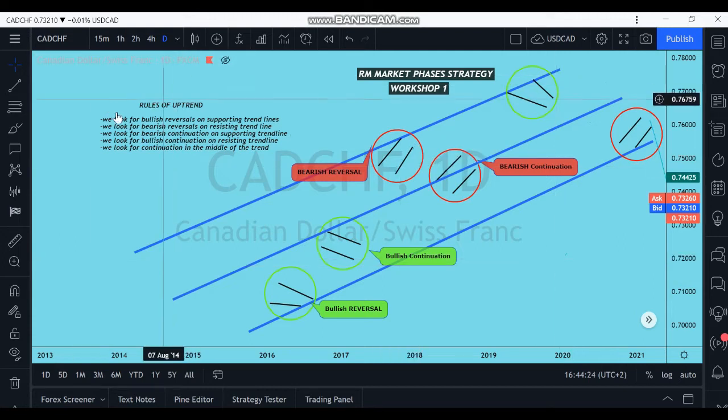So let's start with rules of an uptrend. So you will just make a very same example with downtrend. So everything is opposite. You just make a downtrend and you make everything the opposite.